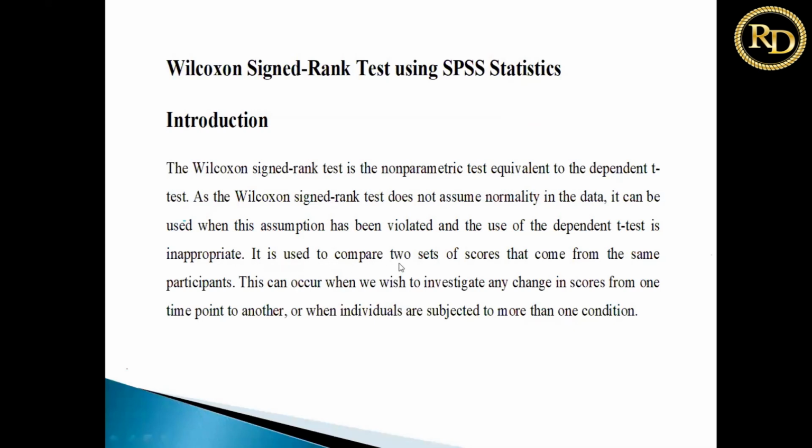It is used to compare two sets of scores that come from the same participants. We have repeated observations. This can occur when we wish to investigate any changes in scores from one time point to another, or when individuals are subjected to more than one condition, as we do in the case of a suppressant, or when you are using some technique to reduce weight. So we have taken the weights of the same persons in the first month, second month, third month. This way we will use the Wilcoxon signed rank test, which is the equivalent non-parametric test to the paired t-test.